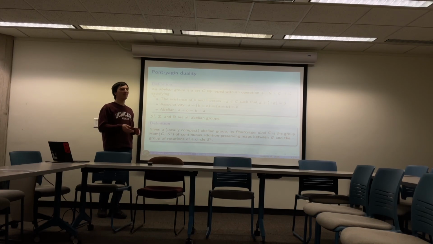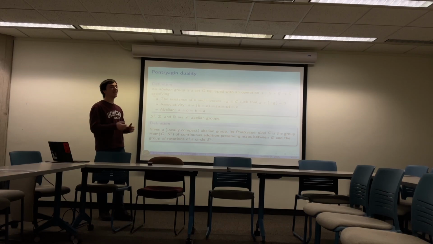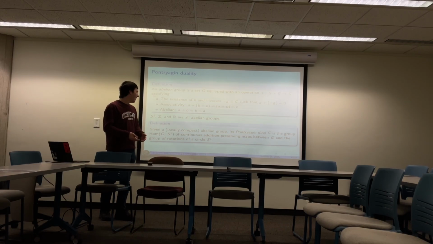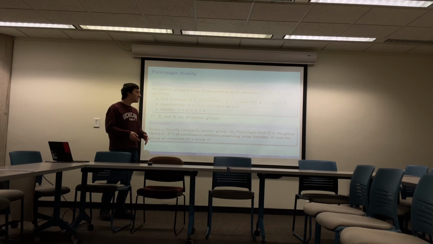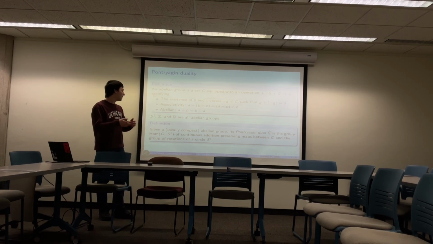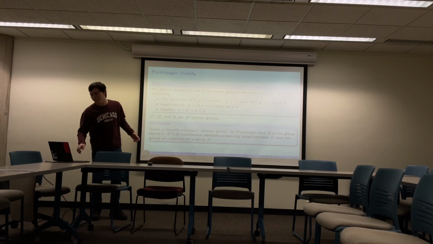And so if we have an abelian group with this annoying topological condition called locally compact, then we can define its Pontryagin dual as, and this is kind of complicated, the group of continuous addition-preserving maps between our group and the group of rotations of a circle, which I'm calling S1. And so let's see a few examples of this in action.